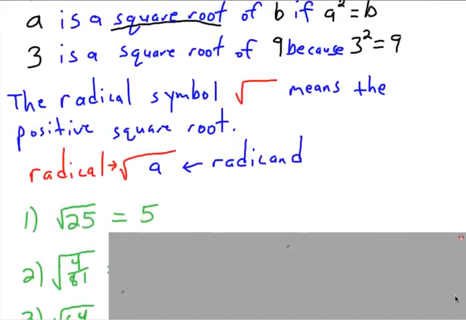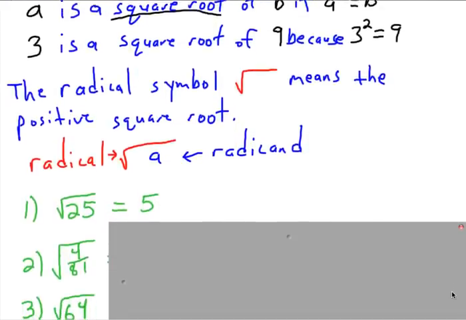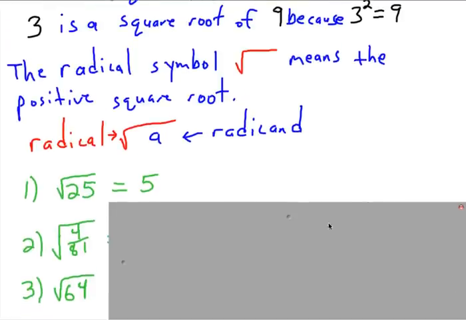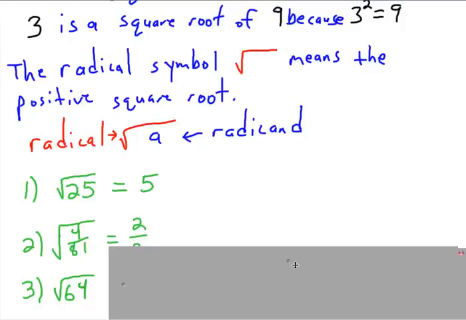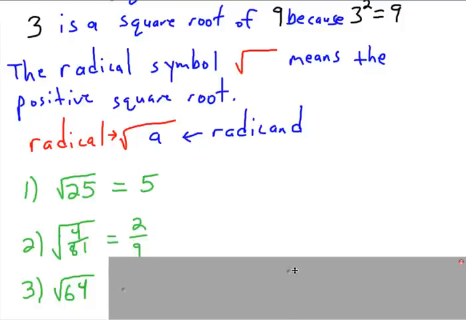Number 2, the square root of 4 over 81. This might be a little more difficult. We'll see. That is 2 over 9. So essentially you can take the square root of the top and the square root of the bottom, because 2 over 9 times 2 over 9 would equal 4 over 81.